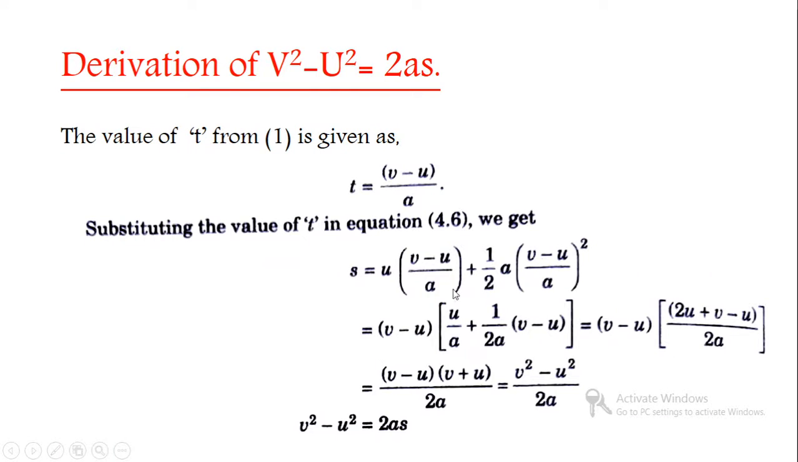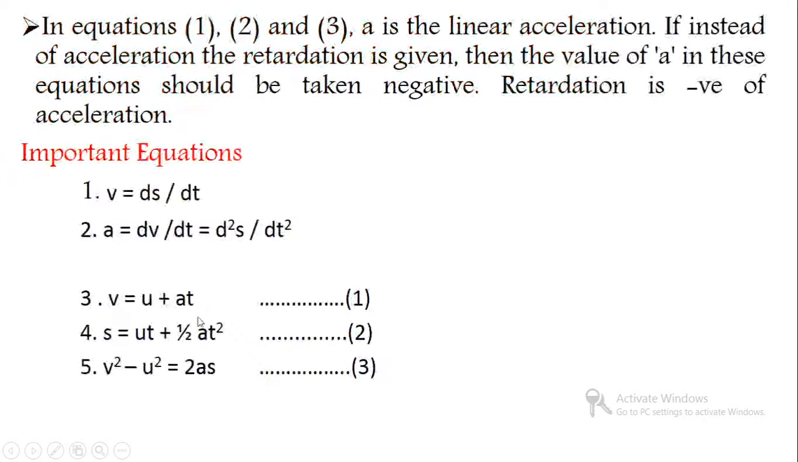Now resolve these equations. Okay, resolve this equation. Finally, we get v squared minus u squared equal to 2as. Okay, and this is the equation used to find the motion of the object. Okay, let's see the problem.